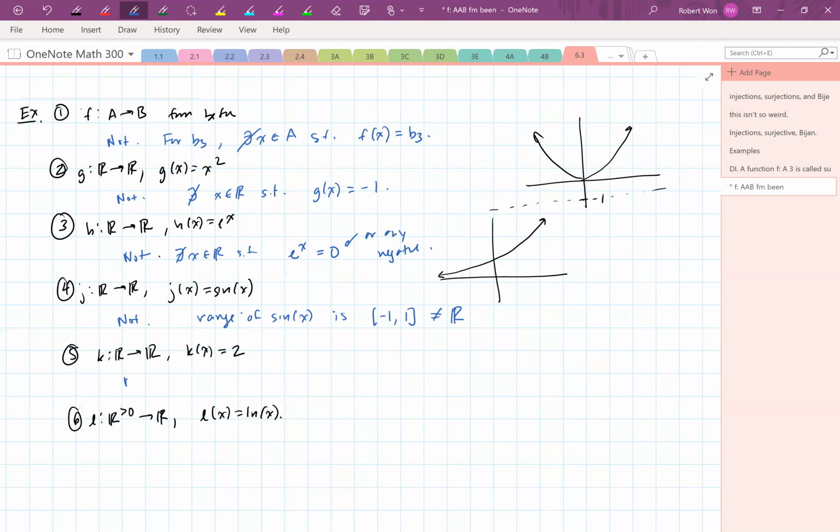Same thing with this constant function, because the range is just the set {2}. This function only ever outputs one thing. There's only one element in the image of this function. And so the range is just the singleton set {2}, which again is not equal to the codomain, which is R.